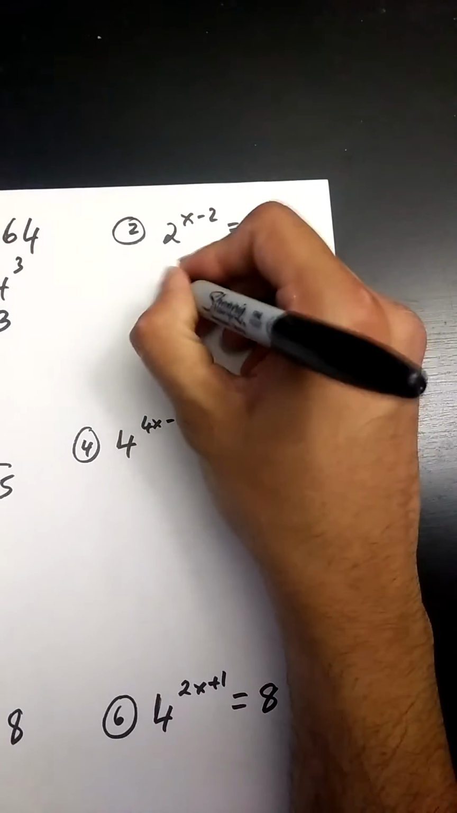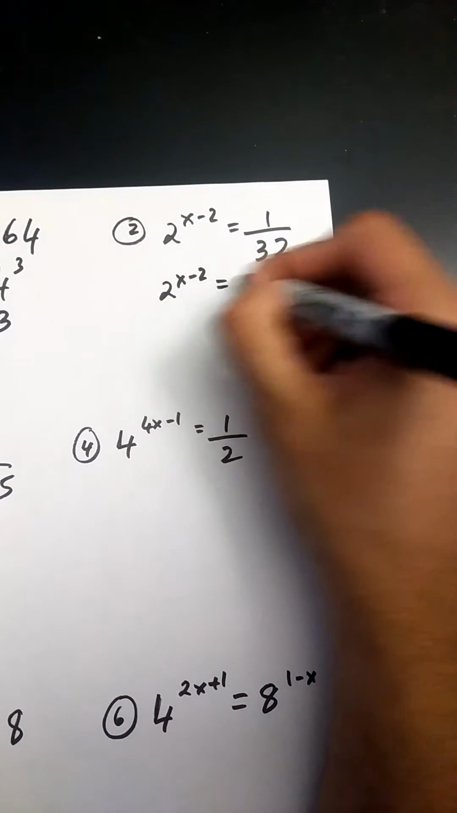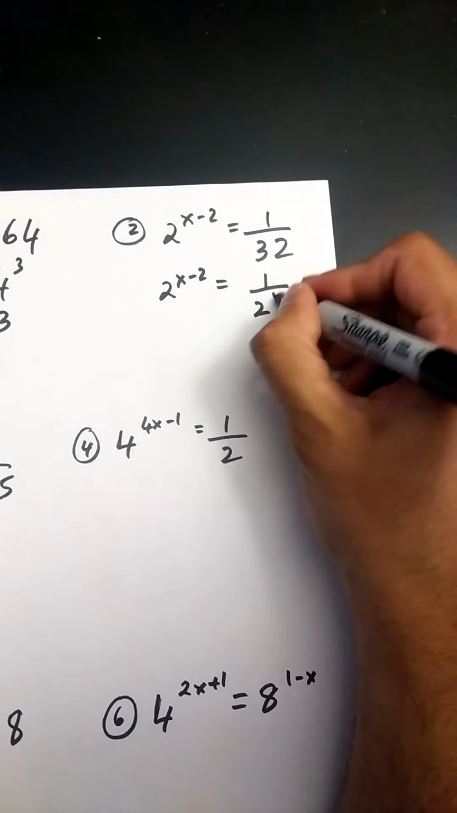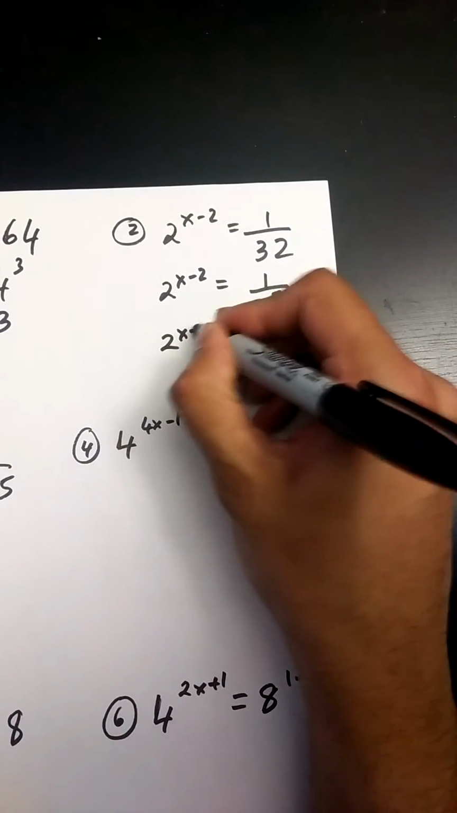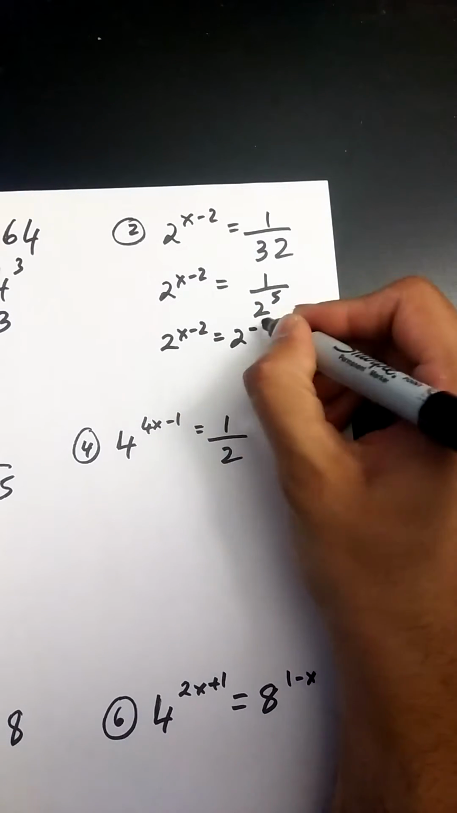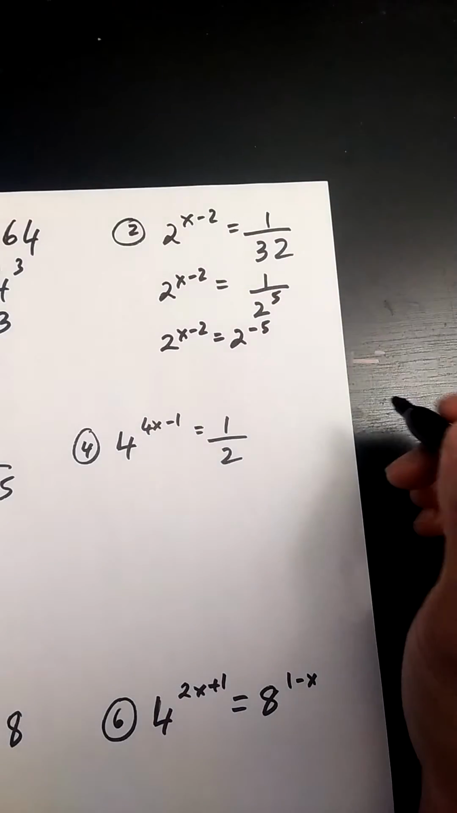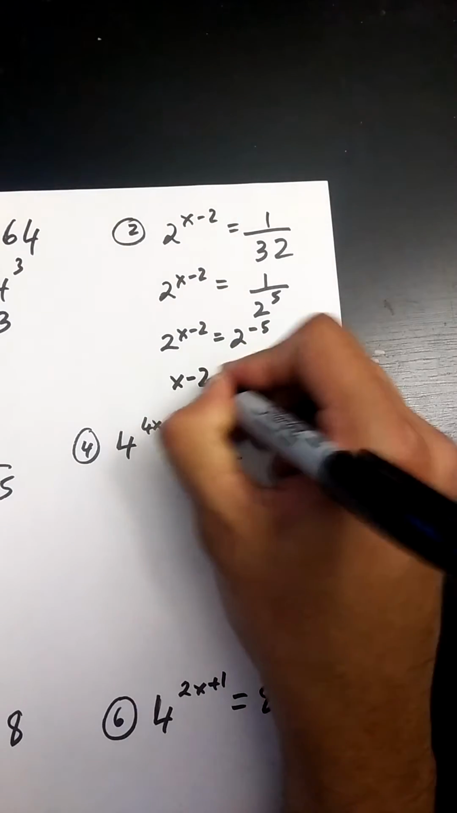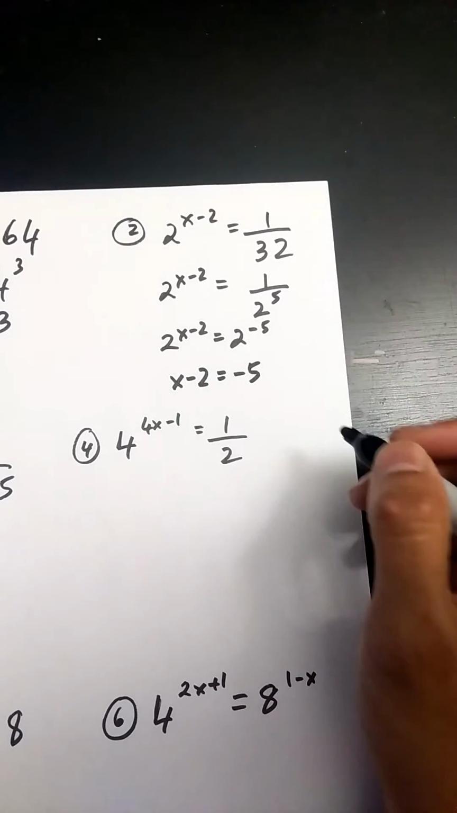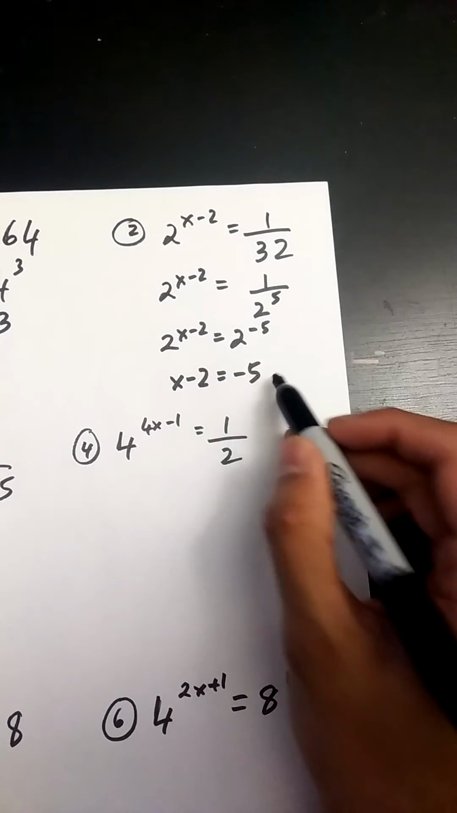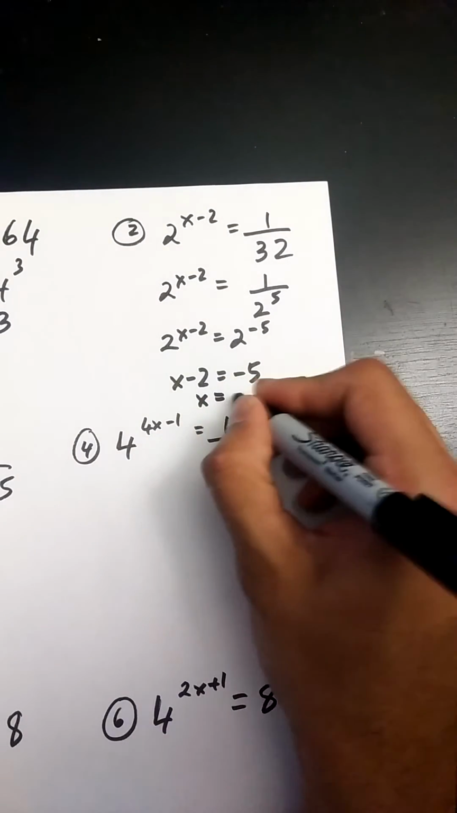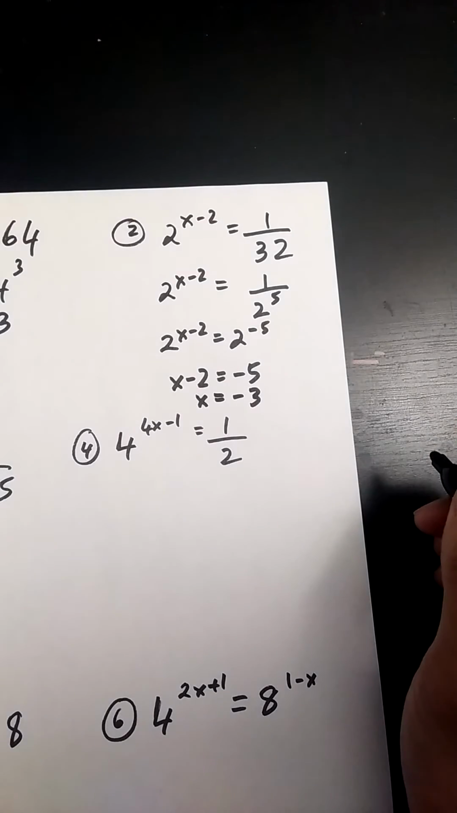Similar thing in this question, my first step is to make my common base, so 2 to the power of 5. My second step would be to bring that to the exponent. So it will become 2 to the power of negative 5. Then I can make the exponents equal. So x minus 2 equals negative 5, and then I can add this on the other side. So x would equal minus 3.